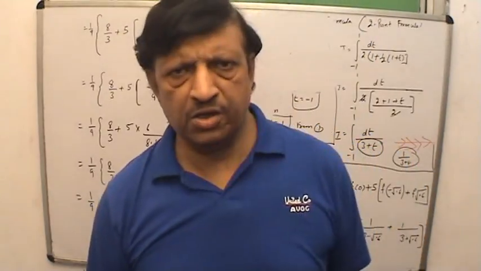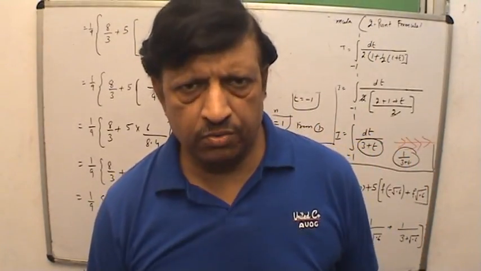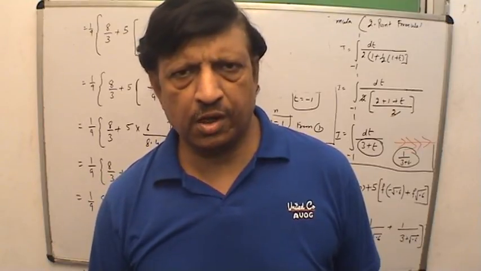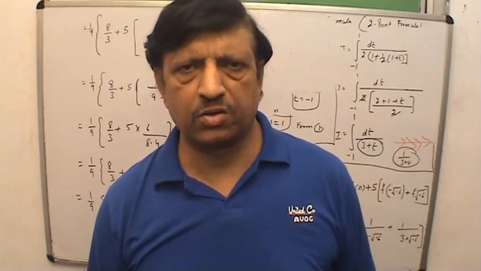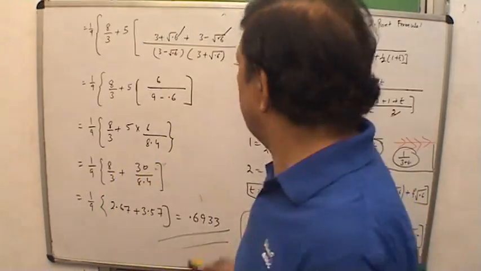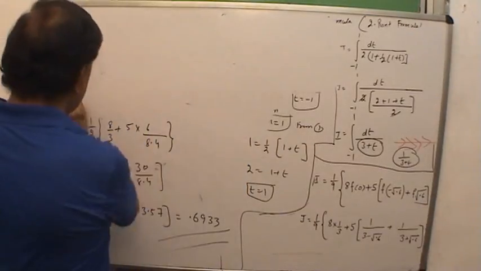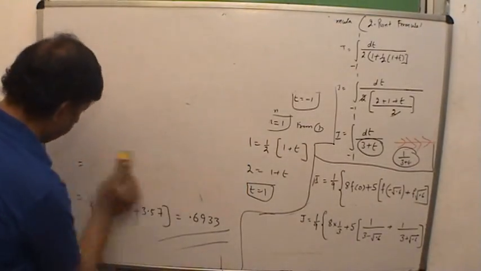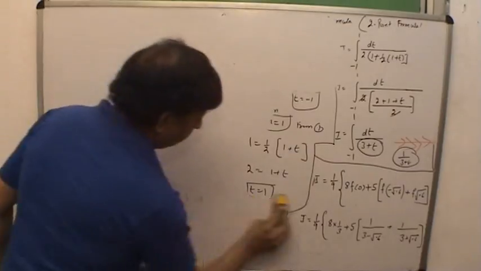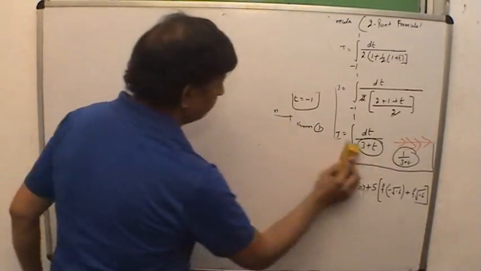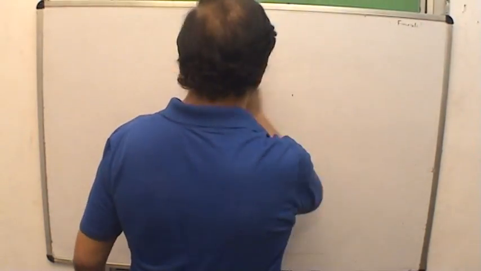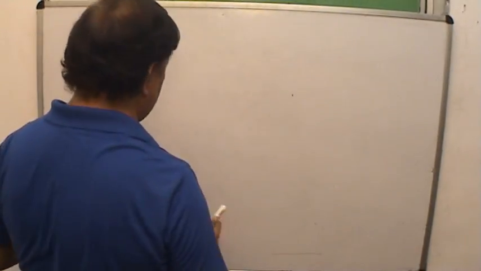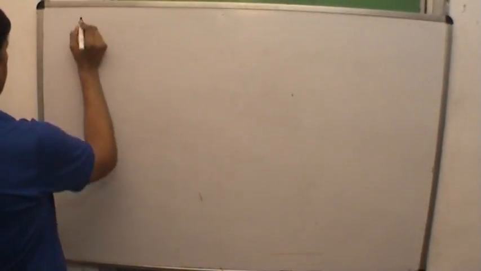IVP means initial value problem, because in these problems the initial conditions are almost always given. If they are not given, we cannot solve them completely. Let us discuss it with an example. Let us see the first method, that is Euler's method.